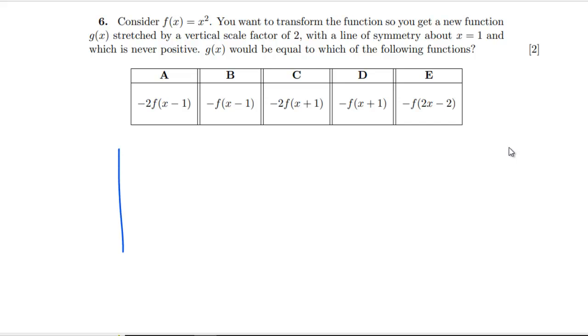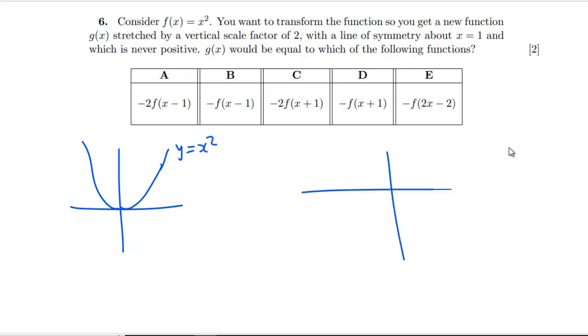Right, let's draw out what we've got. We've started with this. That's our y equals x squared. And we want to end up with something which is never positive, line of symmetry about x equals 1, and has been stretched as well. So we want to do that. We've got to move it 1 to the right, which means we're going to get an f of x minus 1. We need to flip it over, and we need to stretch it in the y direction by 2. So we need to multiply by minus 2, which means we're going to get A. Okie dokie.